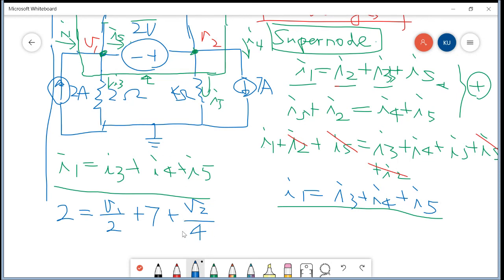We got one equation but with two unknowns. Where is another equation so that we can solve it? Actually, another equation lies in this supernode. This is a current source, and this is a voltage source, which means that the voltage difference between these two nodes is fixed, so V2 minus V1 should be 2. So we have two equations with two unknowns.